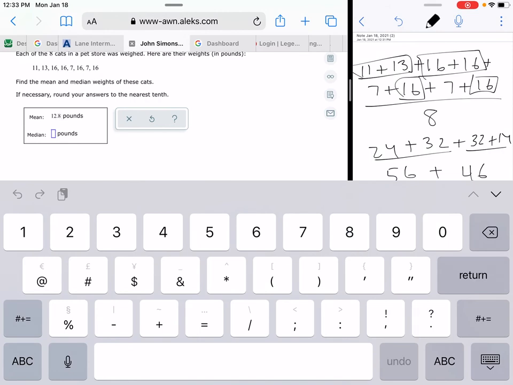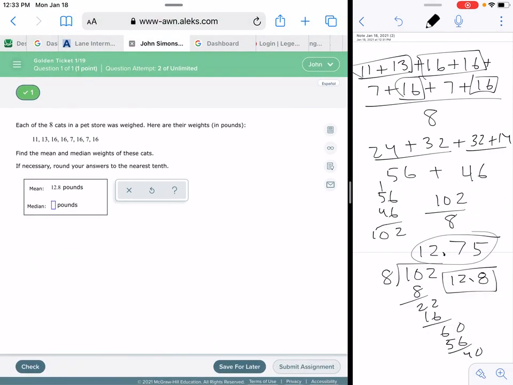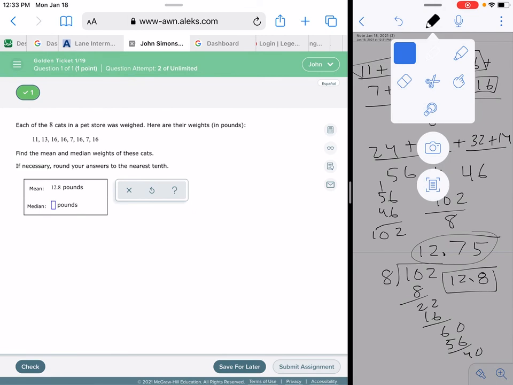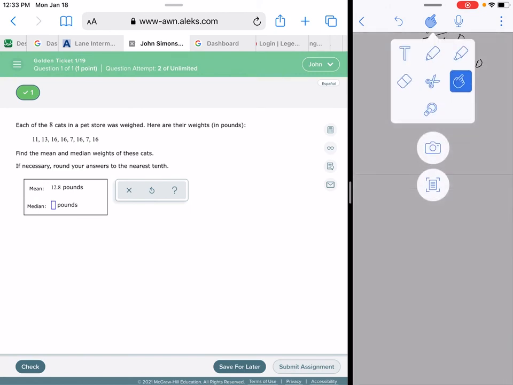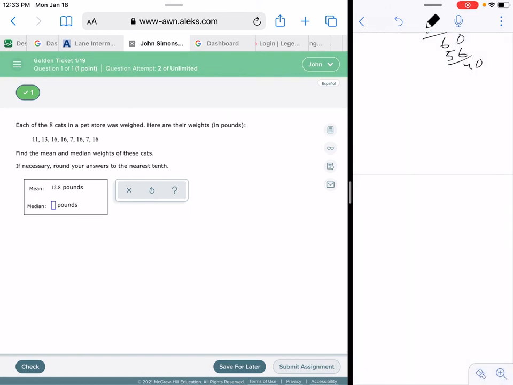All right, so that's awesome. What we're going to do now is find the median, and in order to find the median, we need to write these all out in order from least to greatest. Well, that's actually pretty easy on this one because we got so many repeats. So I've got 7 twice, and we've got 11 and 13 once. And then we have 16 4 times, right?